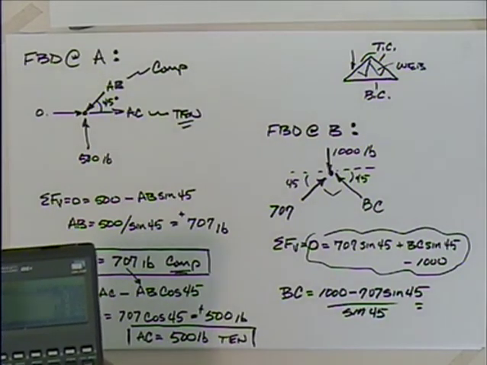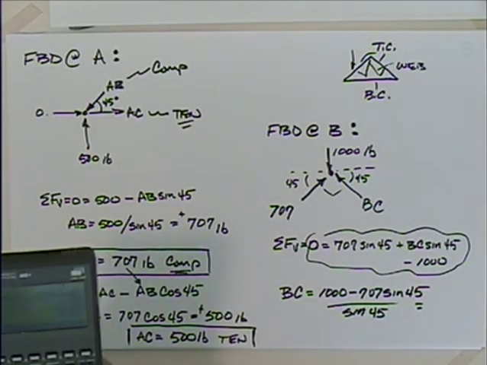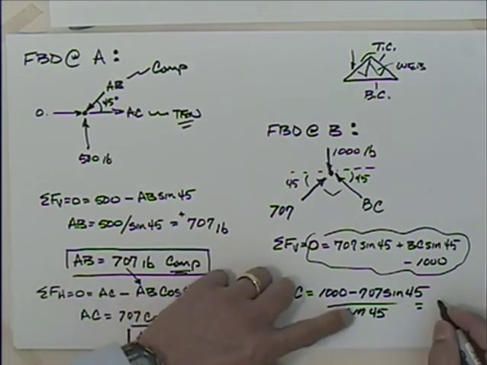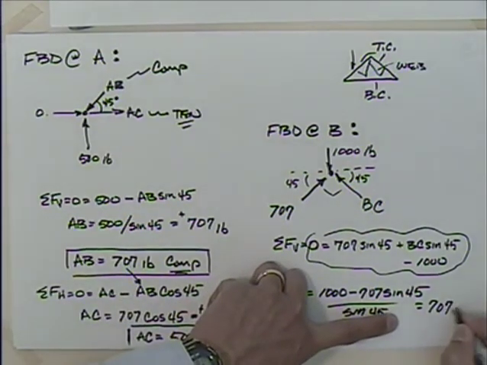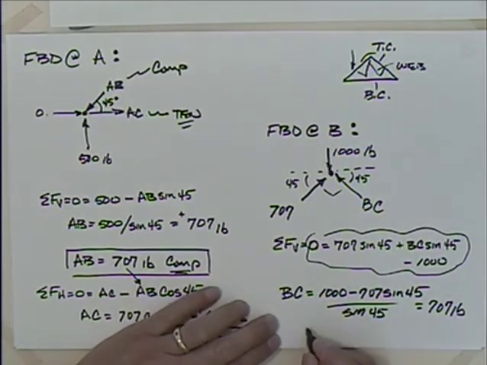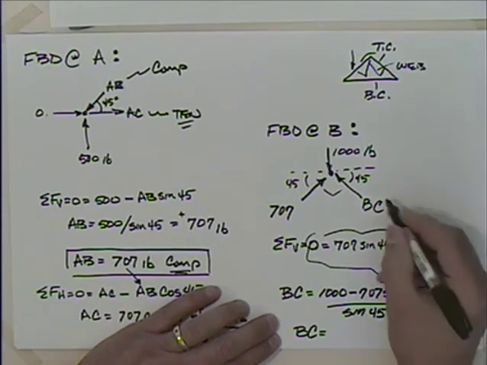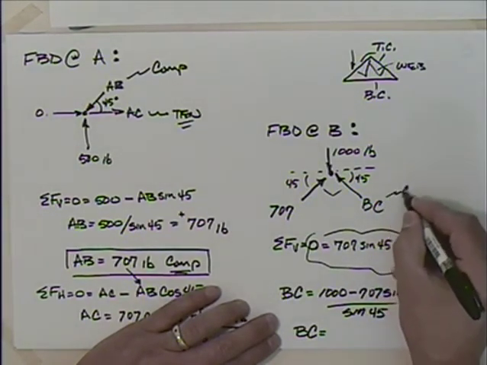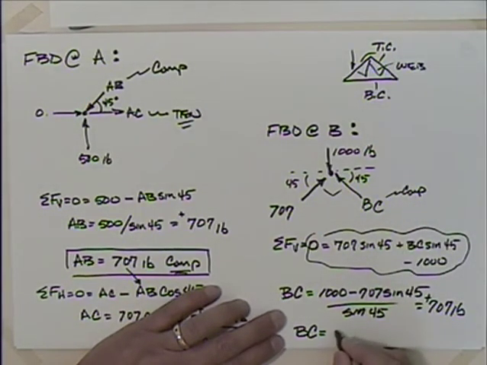Yep, so 707 pounds. So what can I say about BC? That BC is equal to, this is a positive number indicating that this is in compression, so I can say it's 707 pounds in compression.